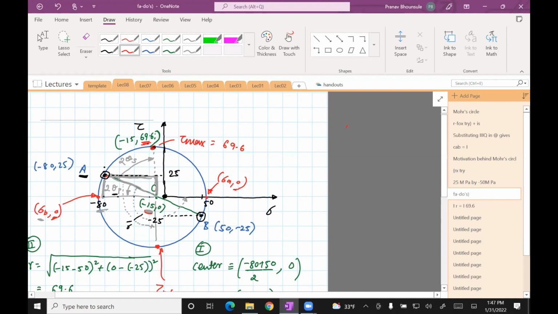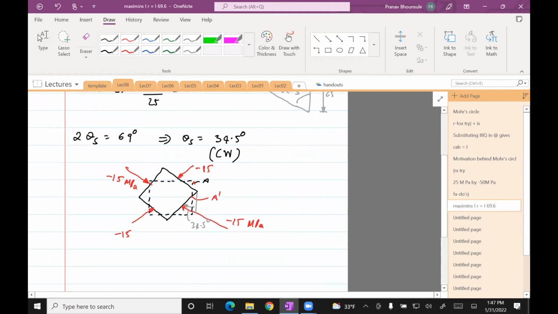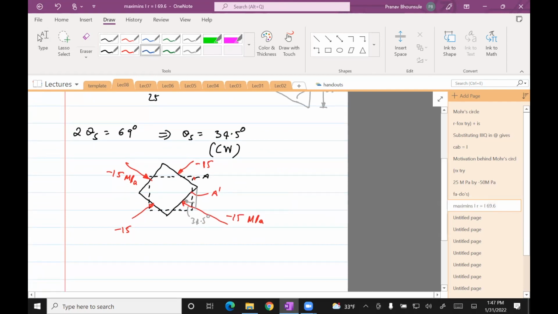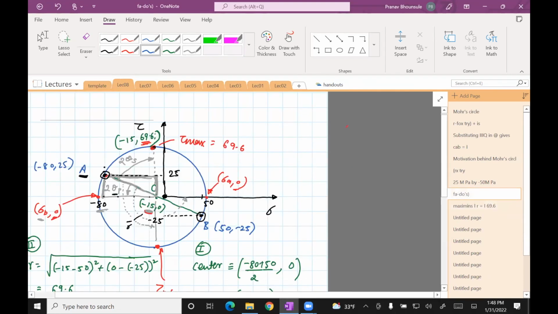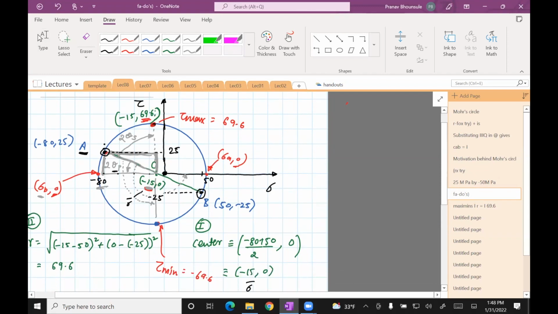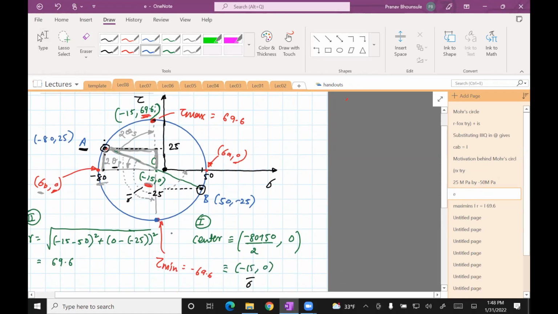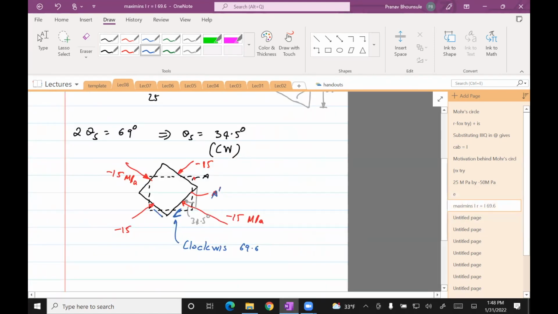So I need to show a stress of clockwise on face A. Face A clockwise. So that's the new face A, clockwise 69.6. And then you can use the same logic for the other point here. It's going to be 69.6 with a negative sign, which is counterclockwise. So on the other face, it's going to have this direction, counterclockwise. CCW.